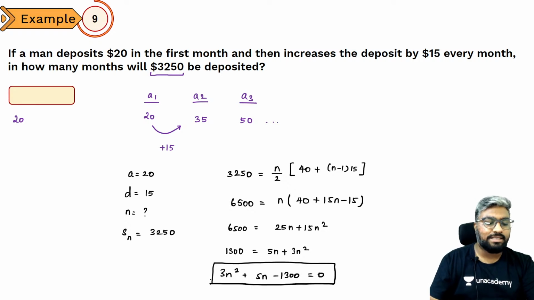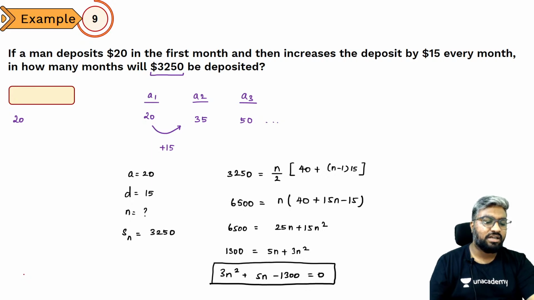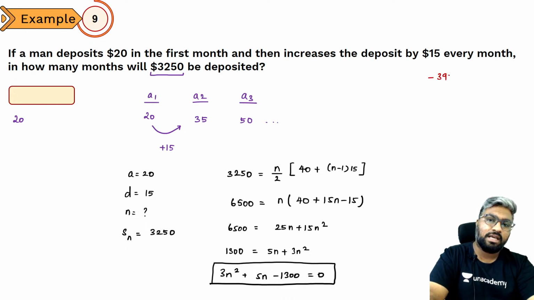Because there are no answer choices, क्योंकि यहाँ पे कोई answer choices नहीं है, reverse engineering is not even an option, है ना? Reverse engineering is not even an option. We will have to do it manually. कोई दूसरा तरीका नहीं है. तो minus 1,300 into 3, which is minus 3,900.